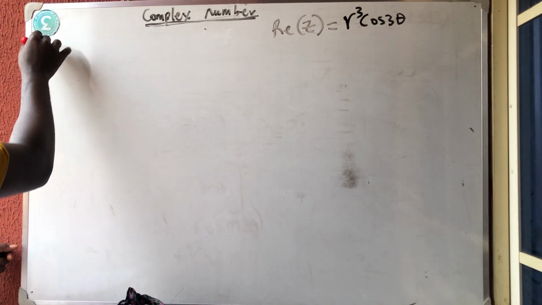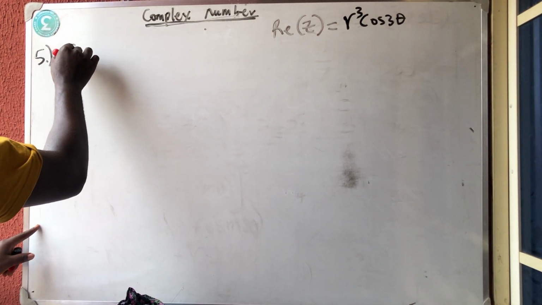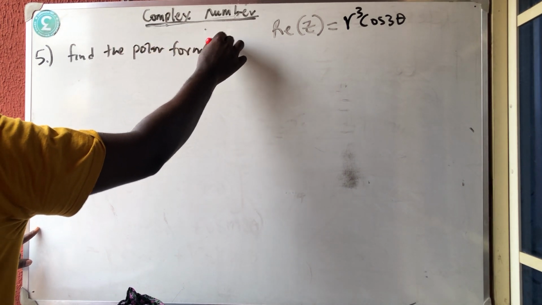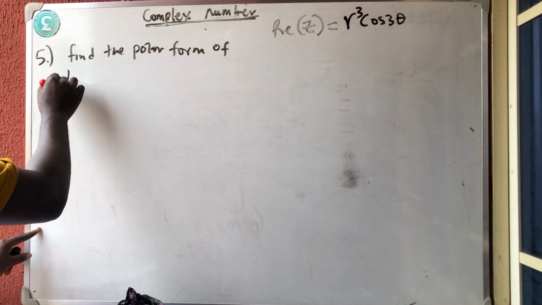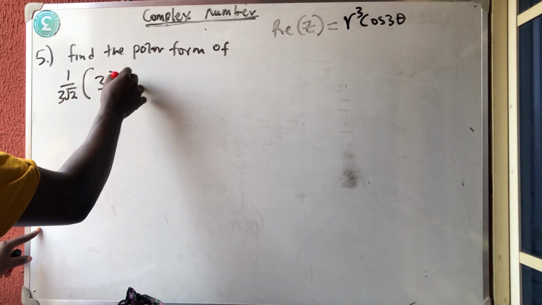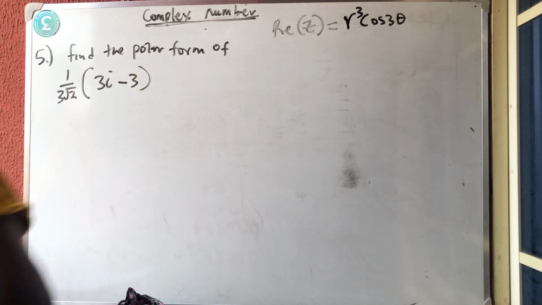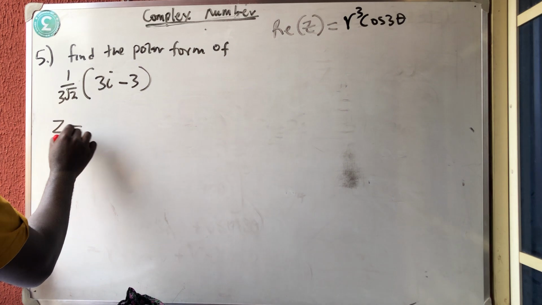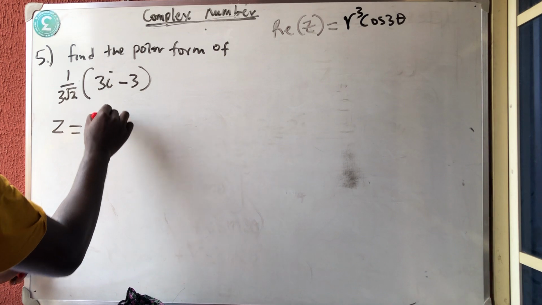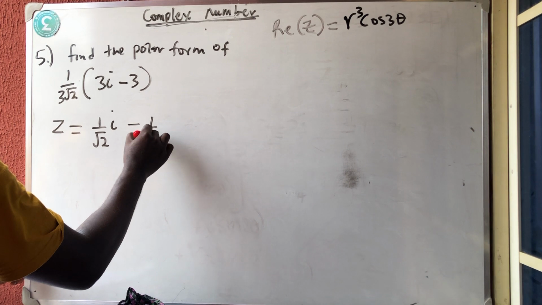So, number 5. Number 5 said find the polar form of 1 over 3 root 2 bracket 3i minus 3. Okay, I'm going to solve this in 2 ways. The first way, z is equal to, let me multiply. This time this will give you 1 over root 2 i. This time this will give you 1 over root 2 minus 1 over root 2.